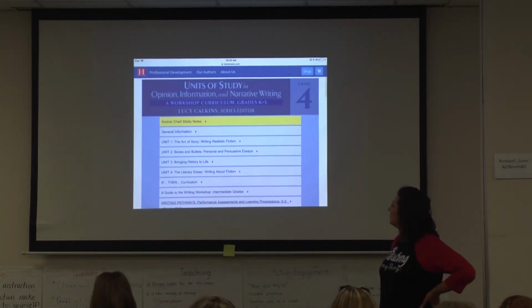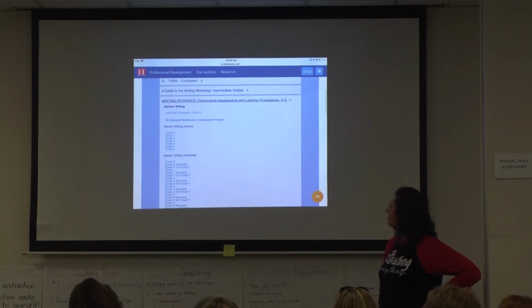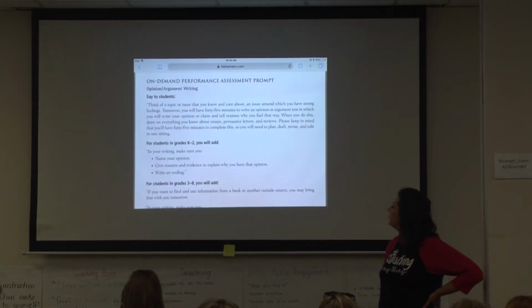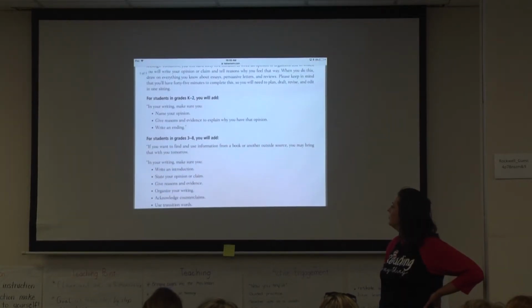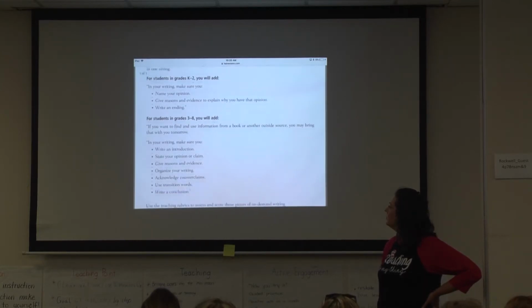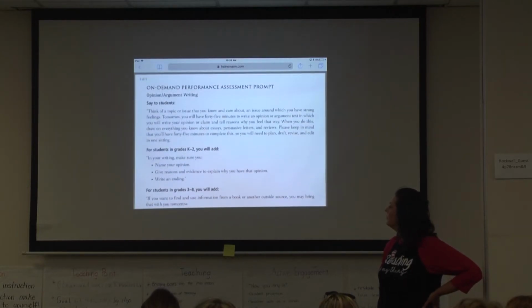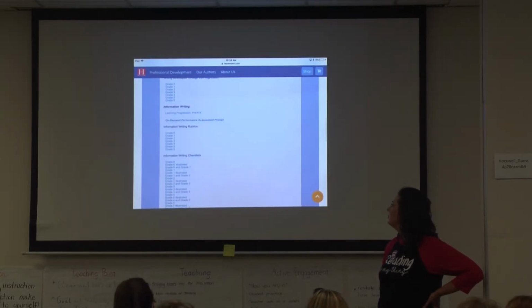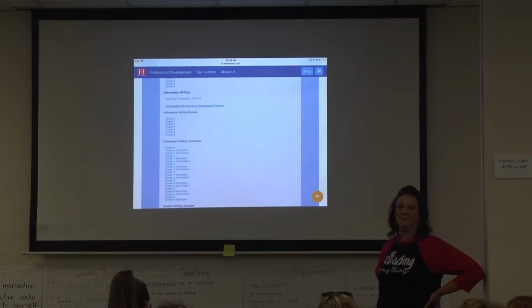But if you go to your online resources, down to the right of Pathways, they have it divided up. Opinion is first. Here is your on-demand prompt. So you click on it, and it brings it up, and it says save this to students. K through 2 students you will add, 3 through 8 students you will add. So that's all right there. Then that's opinion, you go down, informational. There is the on-demand prompt for informational for everybody.